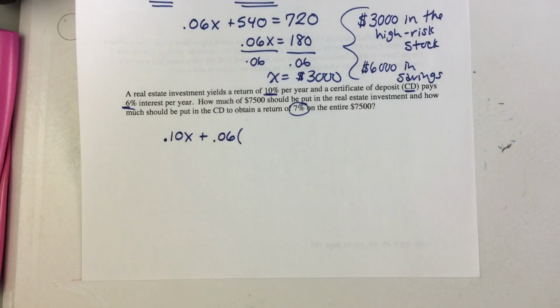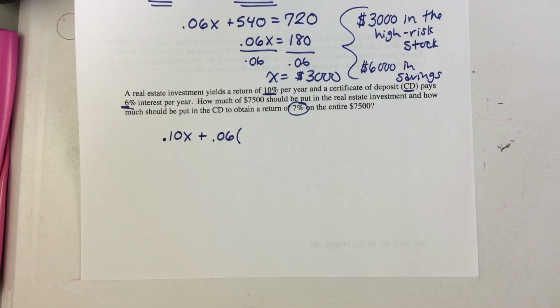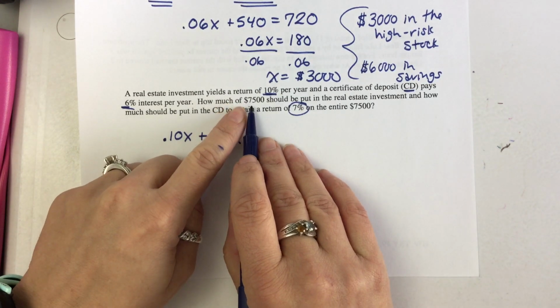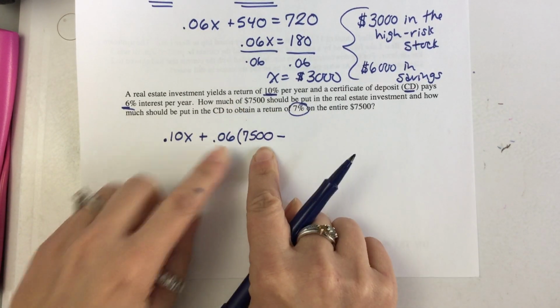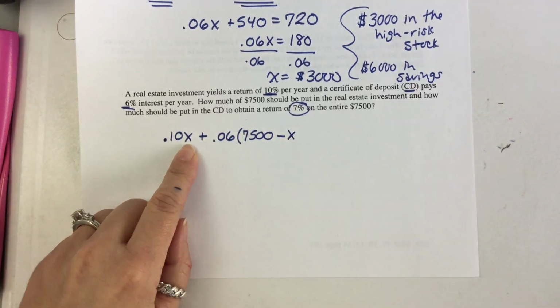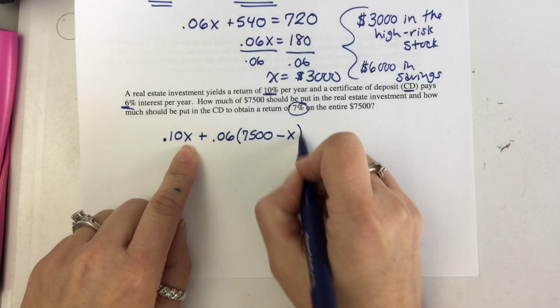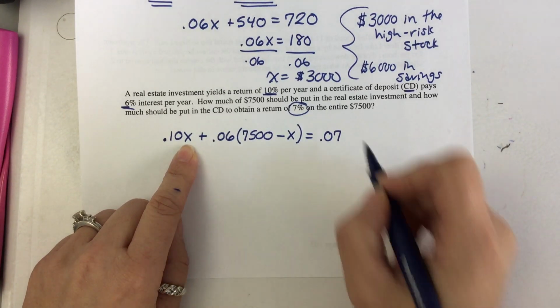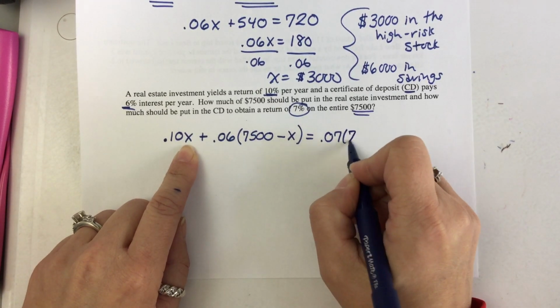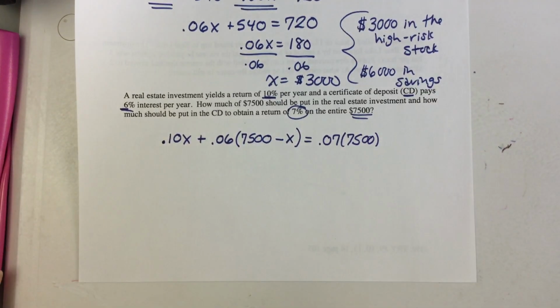I cannot just put X because X is an unlimited variable. What that means is I can put any amount in, but I don't have any amount of money. I have $7,500. So what I would have left to put in the CD is $7,500 minus however much I put into real estate. Equals, we want 7%, which is 0.07, of our entire $7,500.